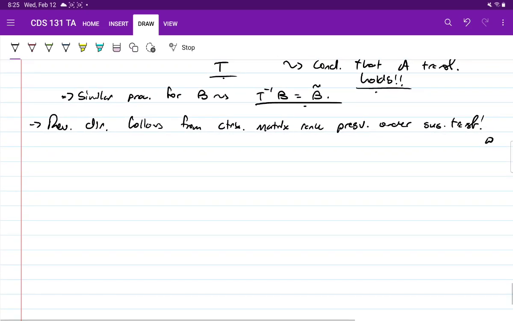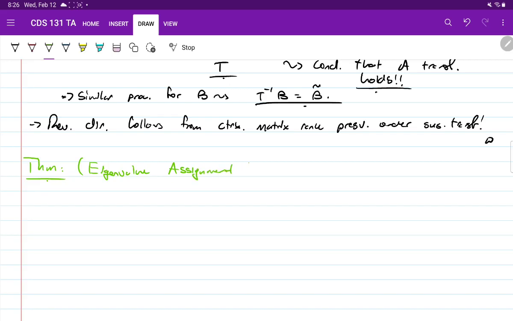So let's summarize that result in a theorem. This is called eigenvalue assignment. Now this is sometimes also called pole placement, right? Maybe you've heard it called this before. What we say is consider a pair A, B where A belongs to R^(n by n) and B belongs to R^(n by 1). Okay, so I'm still just considering a single input system.